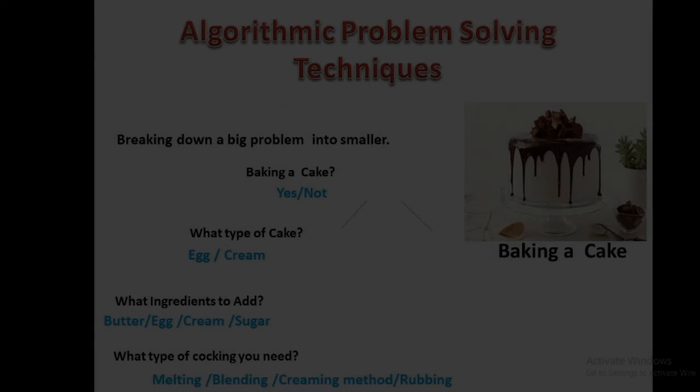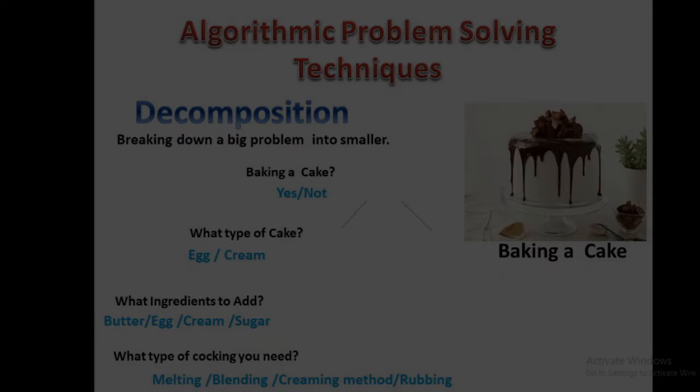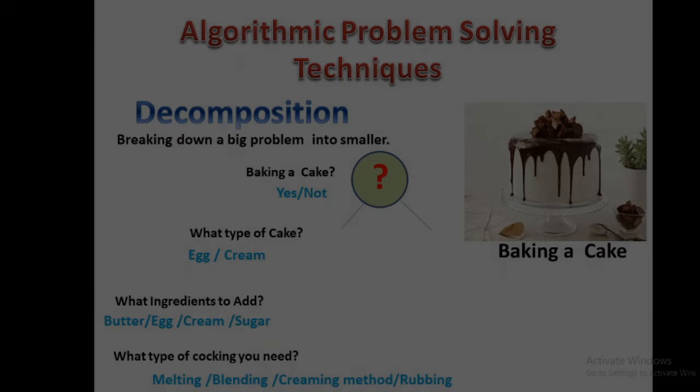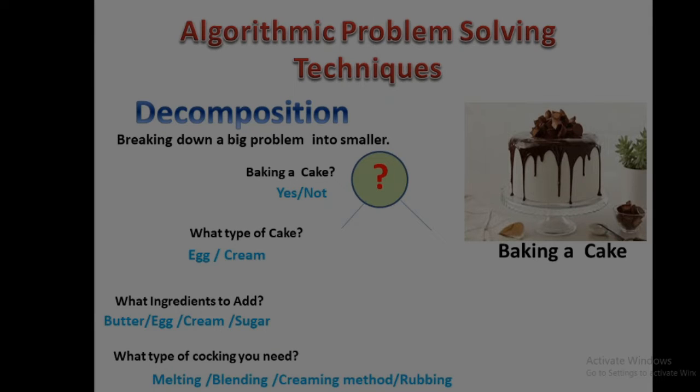Now, I am giving an example for decomposition: baking a cake. Baking a cake is a big task, isn't it? Yes, that big task is going to be divided into smaller tasks. That means breaking down a big problem into smaller ones makes it easier to find a solution for the big problem.